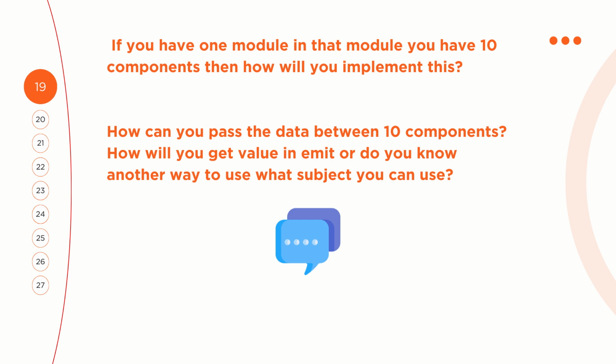What type of subject will you use? I guess there are different types: subject, replay subject, and behavior subject. In behavior subject, if we set a value, we can get the latest value every time we subscribe. I'm not sure the name is exact, but the name is correct. I'm asking which one would be perfect to use in this case. Behavior subject.